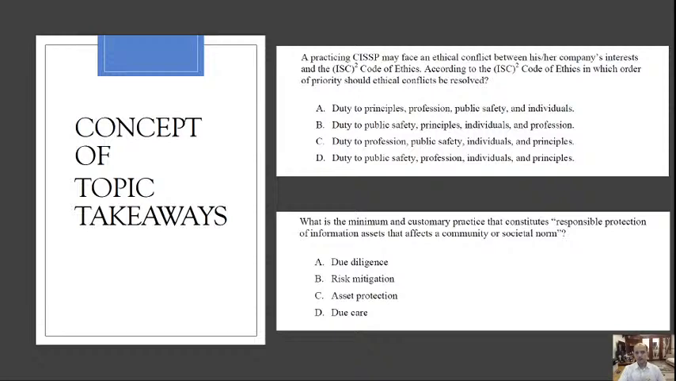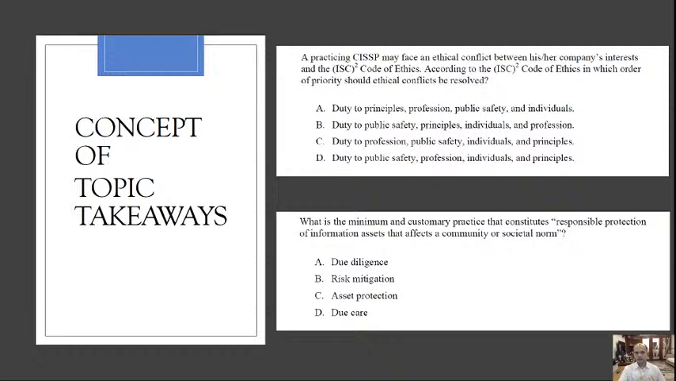In the first one, I'm just reading out the question and the options available. A practicing CISSP may face an ethical conflict between his or her company's interest and the ISC Square Code of Ethics. According to the ISC Square Code of Ethics, in which order of priority should ethical conflicts be resolved? So, what is the topic takeaway in this?